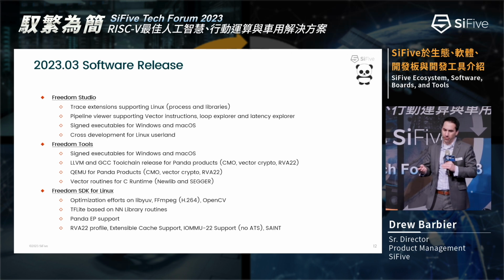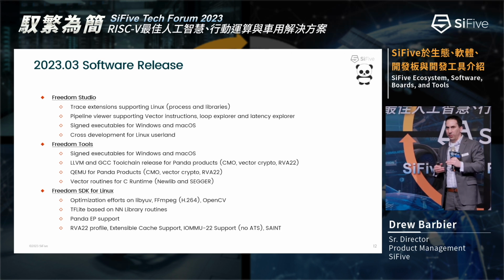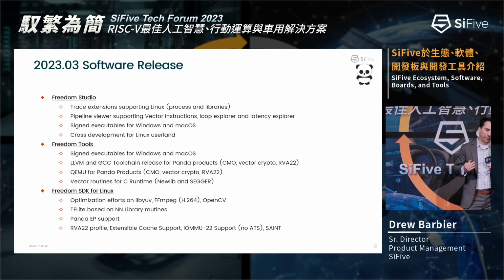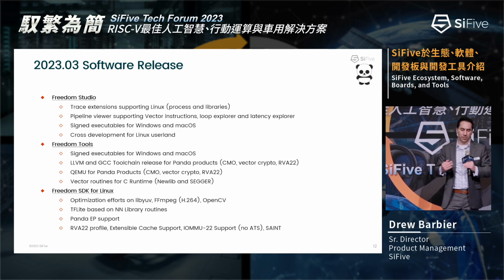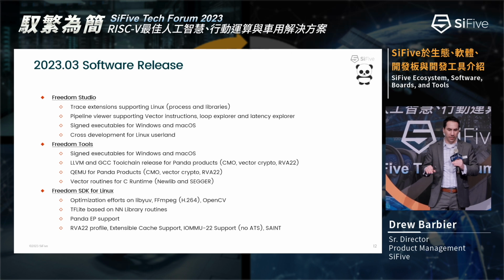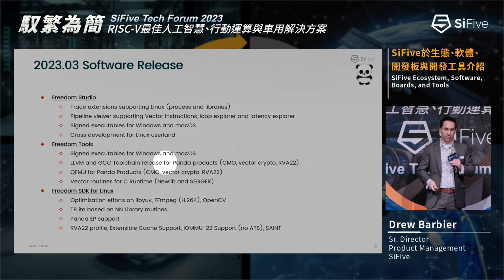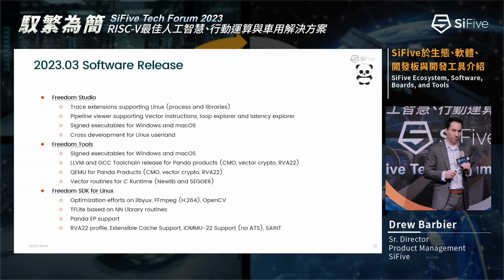2023.03 is our next software release. So we release these every couple months. Our software releases really target the entire portfolio and not any one core, though we do have some packages that enable new hardware as it comes out. So as you can see in here, we have support in QEMU for the latest Panda products, which is the code name for the release that has the P400 and P600 products.